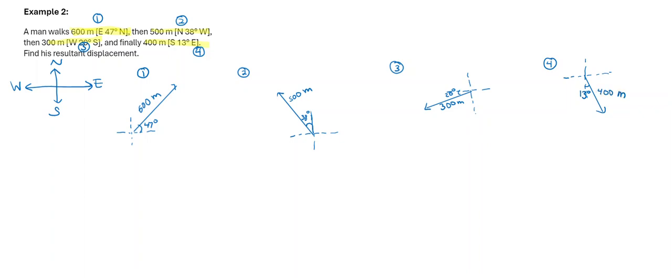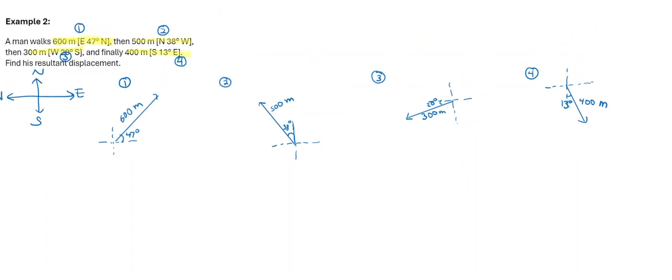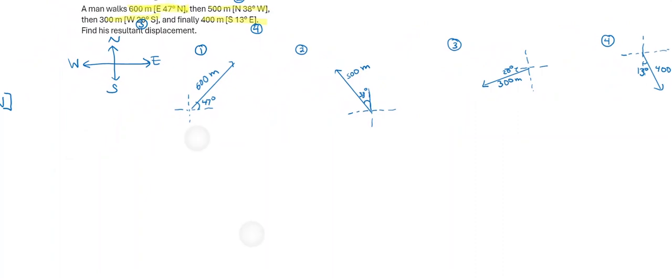Okay, so we have all of our components drawn out. And now let's start with the x and y components for each. So x for component 1, this is going to be 600 meters cosine 47 degrees because adjacent over hypotenuse is cosine. This should be 409.2 meters east. Make sure to always put the direction.